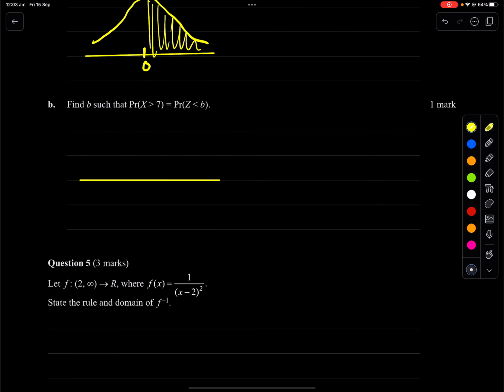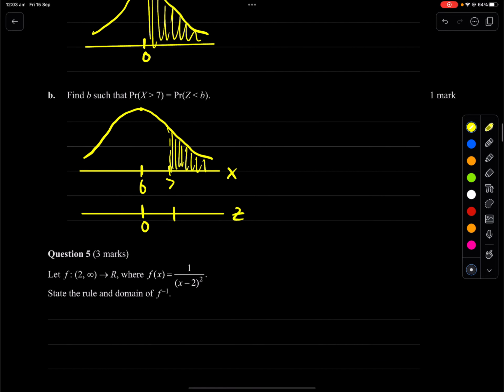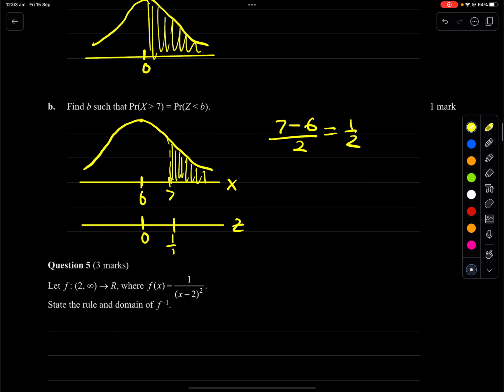Okay, so I'm just going to draw a nice graph over here. Okay, like that. And so we know that was 6, so let's say this is 7. So we're saying this over here, and I'm just going to draw this to say this is x and this is z. So this would be 0 over here, and this point would be z, it'll be 7 minus 6 over 2, which is half. So this point will be half.